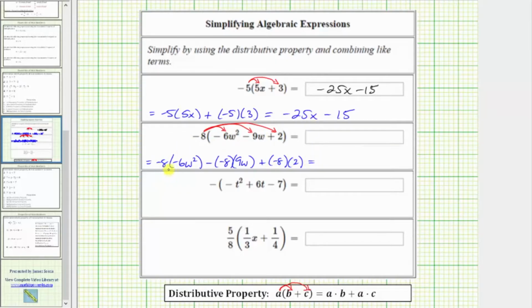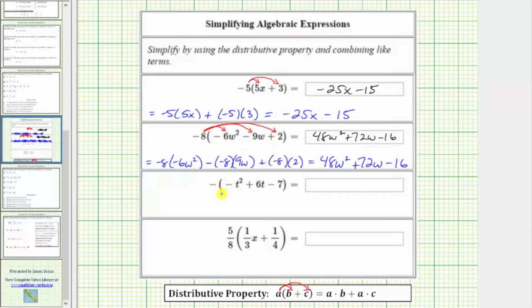Simplifying, negative 8 times negative 6w squared is equal to positive 48w squared. And then we have minus negative 8 times 9w, which is minus negative 72w. Subtracting a negative is the same as adding a positive. This simplifies to plus 72w. And then we have plus negative 8 times 2, which is plus negative 16, or just minus 16. We enter 48w squared plus 72w minus 16.